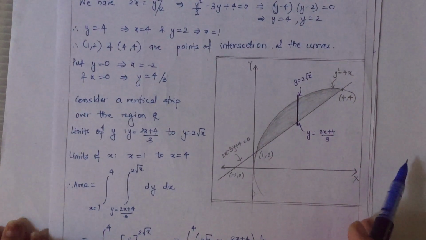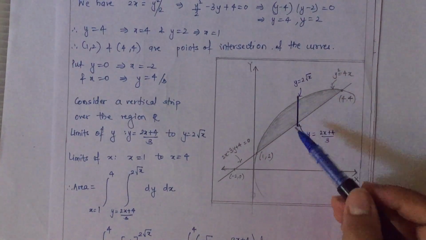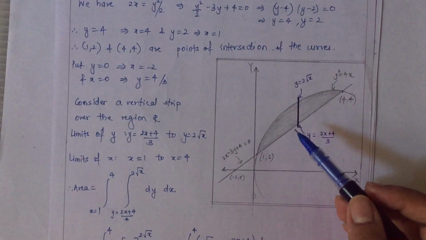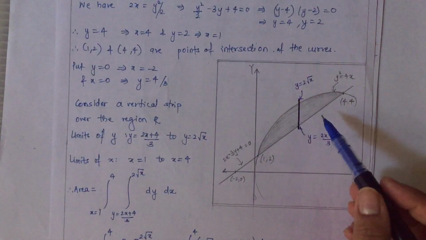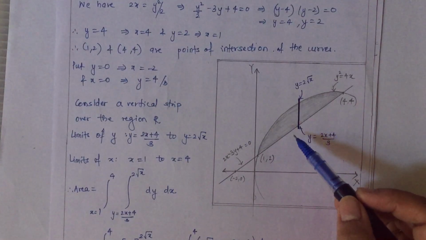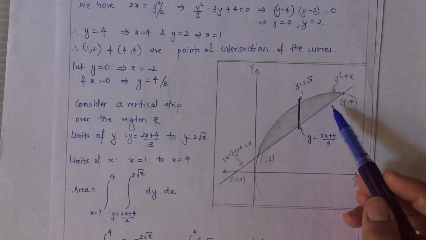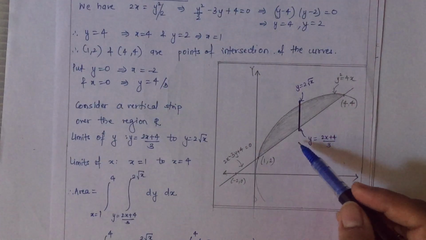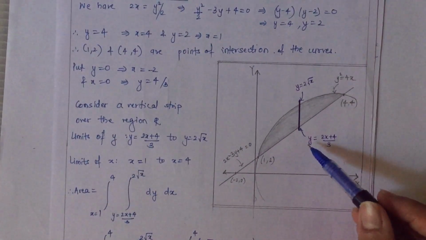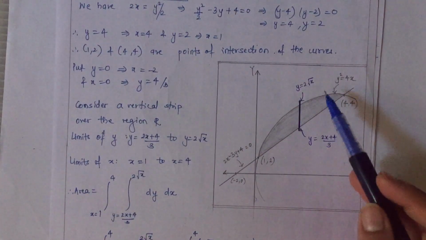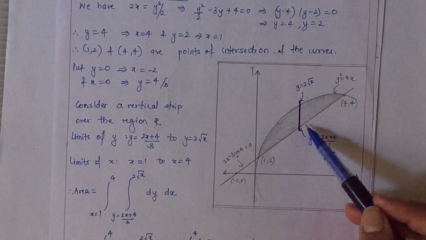So what could we do? We consider a vertical strip, just as we do in double integration, since we have to find out the area. So we consider a vertical strip and move this vertical strip within this region. So what are the limits of the vertical strip? The limits of y are (2x plus 4)/3 and 2 root x.